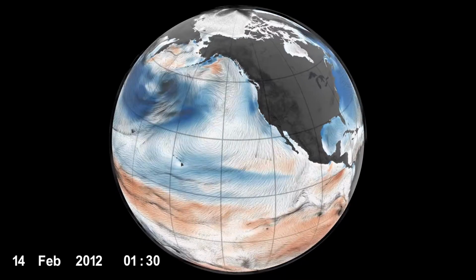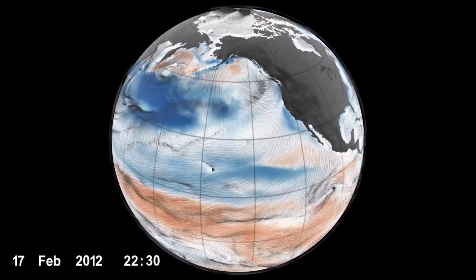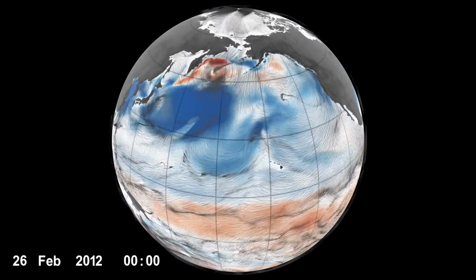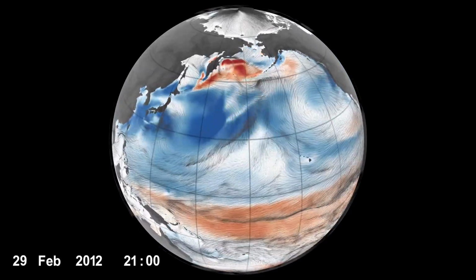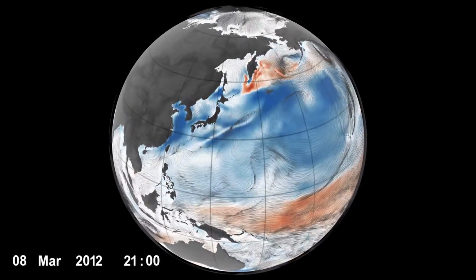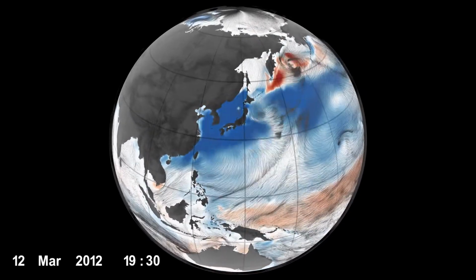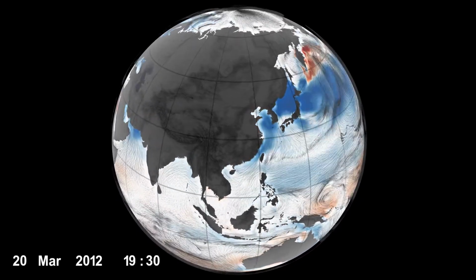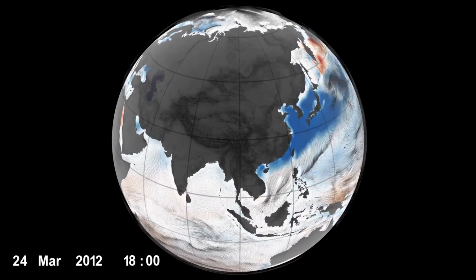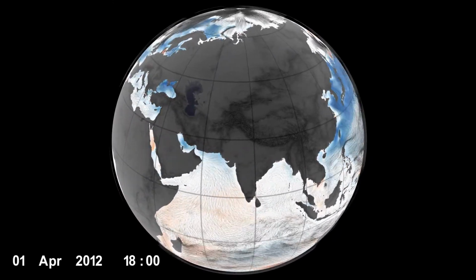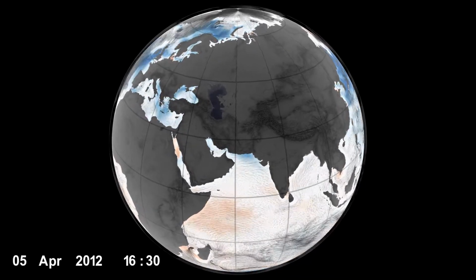This animation is derived from the ECCO-Darwin ocean biogeochemistry model and shows surface winds and carbon dioxide flux. Blue areas is where CO2 is being absorbed by the ocean, and red areas is where CO2 is coming out of the ocean, or is being outgassed. Those gray lines, or the path lines, indicate surface winds, and winds are one of the drivers of this air-sea CO2 exchange.